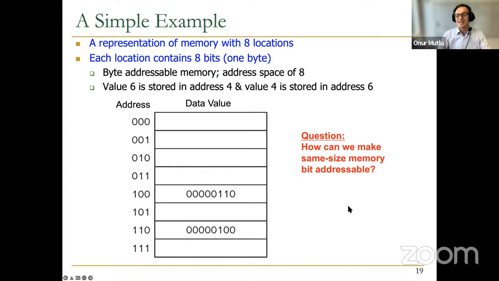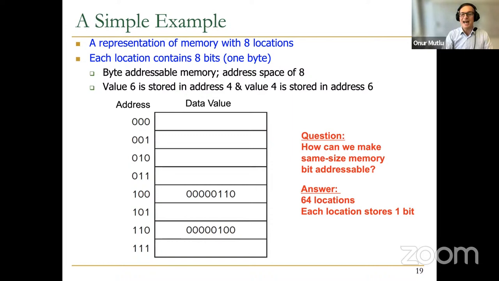I don't have a picture for it. Sorry, this went too fast. So basically, you have 64 locations, and each location stores 1 bit. As a result, your address is 6 bits in the end, because you have 64 locations. Okay. So hopefully this is simple.